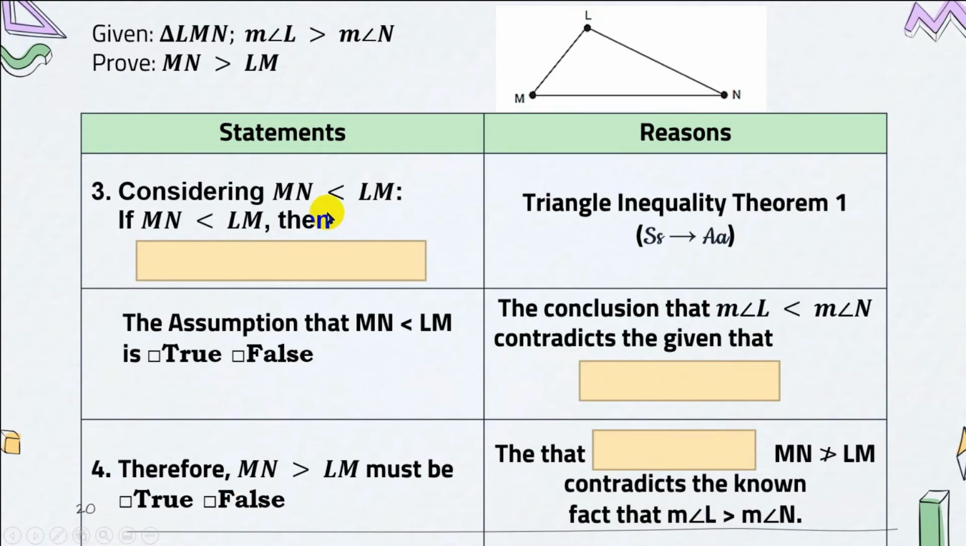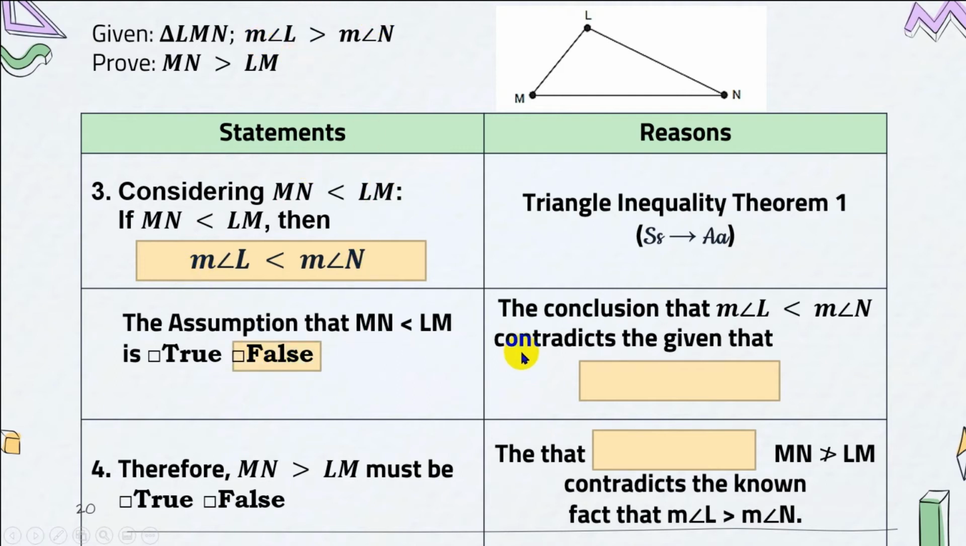Same as dun sa considering that side MN is less than side LM. And what are the angles opposite to them? We have measure angle L and measure angle N. And less than din yung i-apply natin. Ang reason natin ngayon is Triangle Inequality Theorem 1. So, as you can see, pwede na natin gamitin si Theorem 1 sa pag-prove ng Theorem 2 kasi na-prove na natin itong Theorem 1. And again, itong ating naging statement ay hindi ulit katugma nitong ating given.